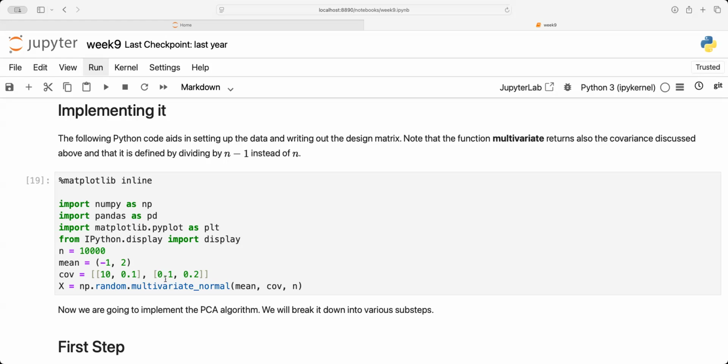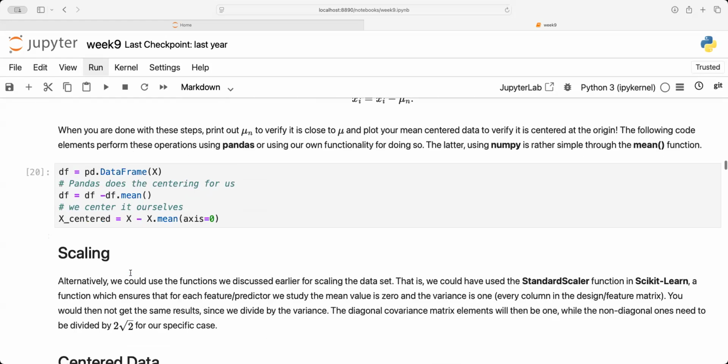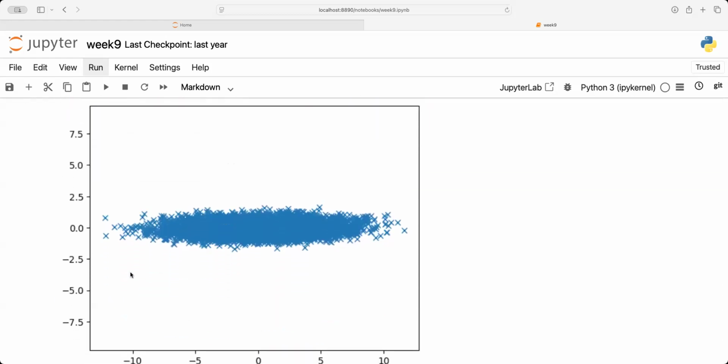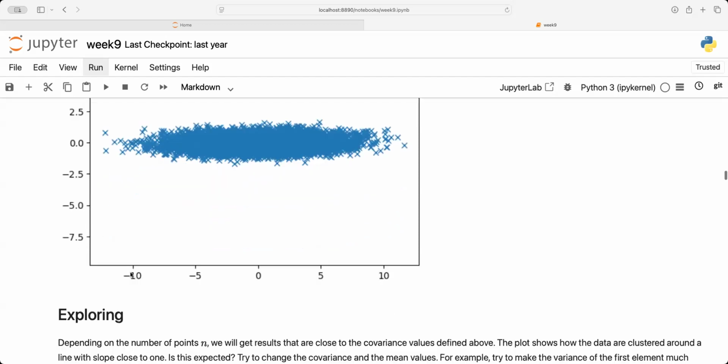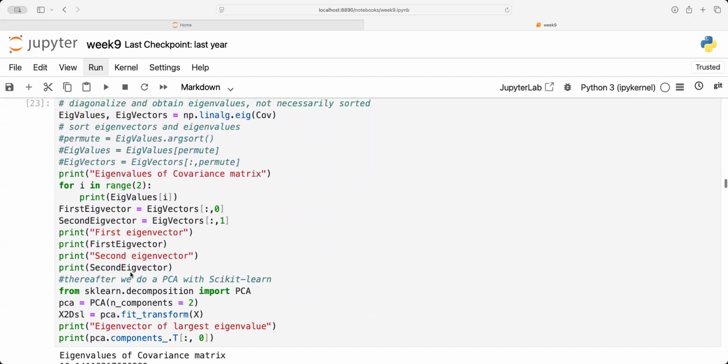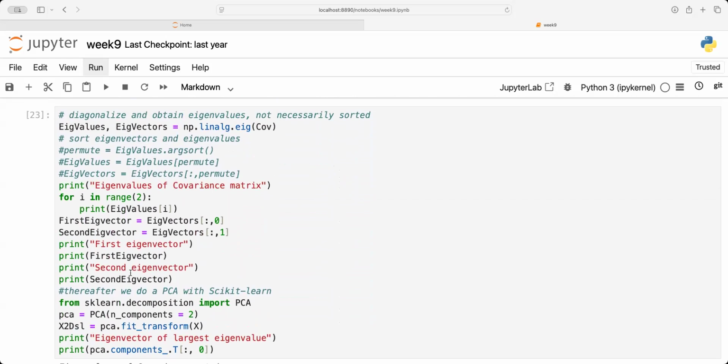So the one with the variance element 10 has a small mean value here. So that means that when we then plot these different points, we end up with something like this. And then we see that there is not much spread along the y-axis, and we could think of getting rid of that degree of freedom. So if you then look at the eigenvalues, so if we collect all the steps, this is how you could make your own principal component analysis.